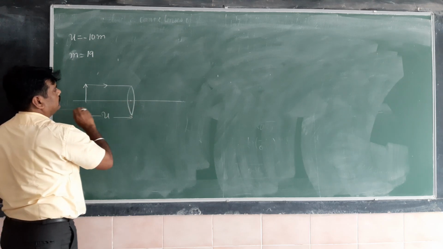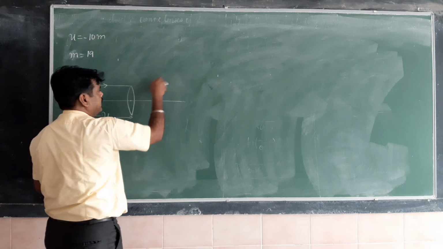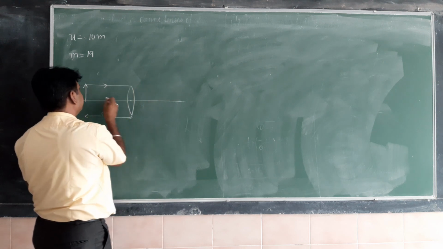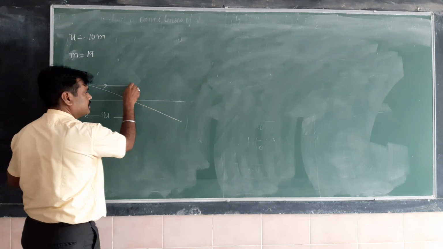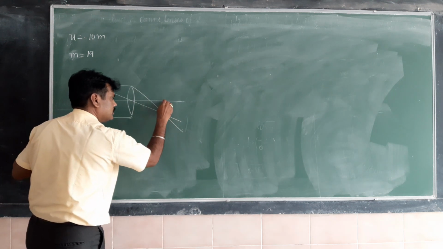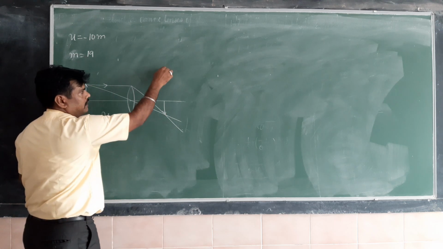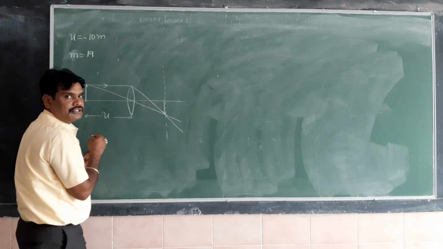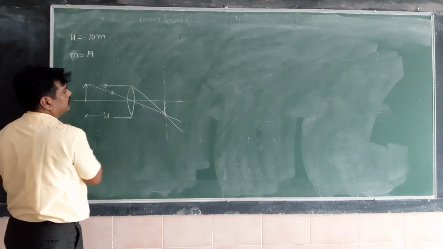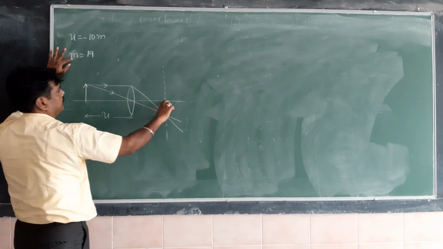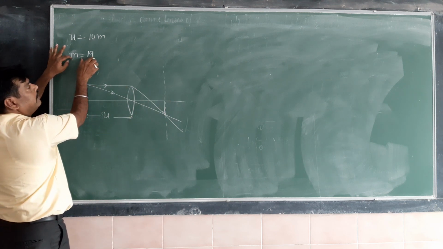If a screen is placed at a certain distance, the image is formed. See here the image formation. The inverted image is formed because it is a real image. Here the screen is placed to observe this image. To find the focal length of this lens, see here magnification is given. So here the magnification m is equal to 19.